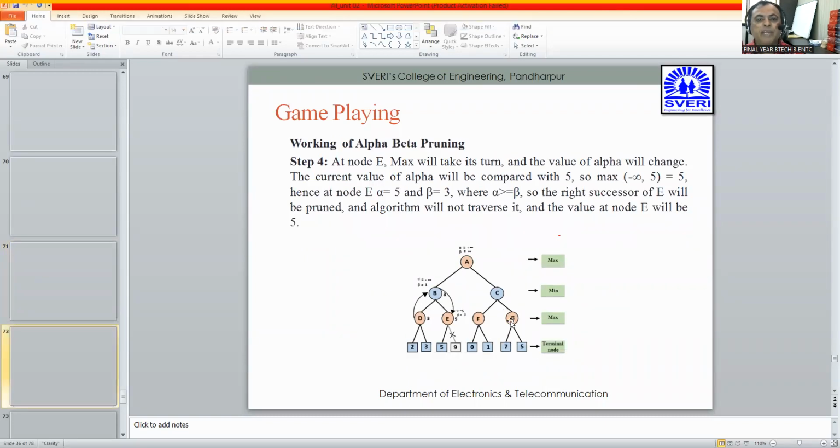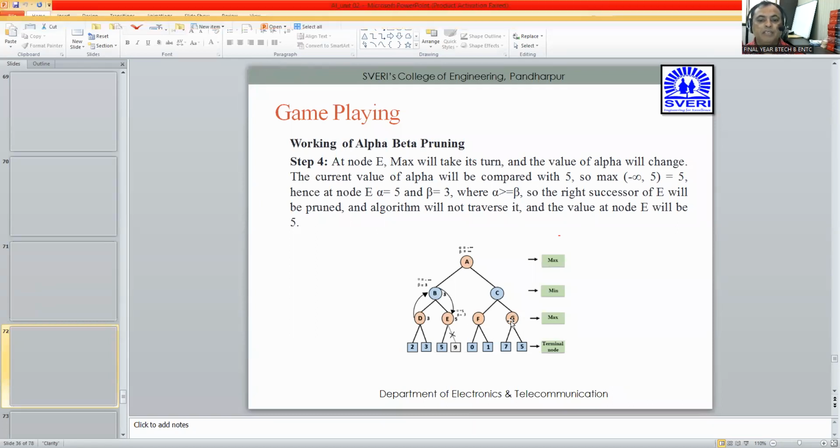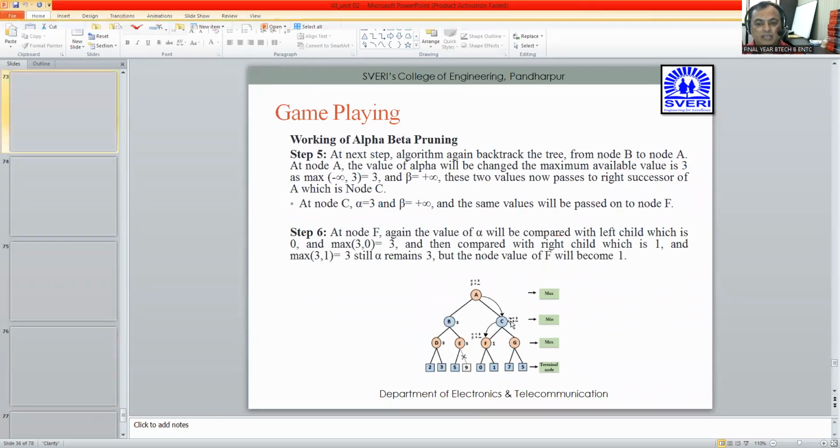Now from B it will go to E. In this case, alpha will be equal to 5 and beta will be equal to 3. So if alpha is greater than beta, the right successor of E will be pruned and the algorithm will not traverse it, and the value of the node E will be 5. So what will happen is that A, B, then it will go to D, from D to B, and then it will go to E, and E will stop here. It will not get to the other.